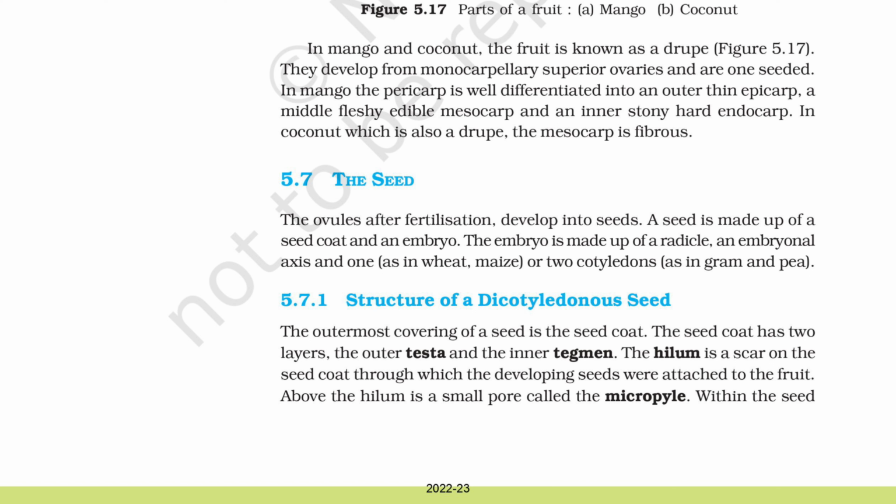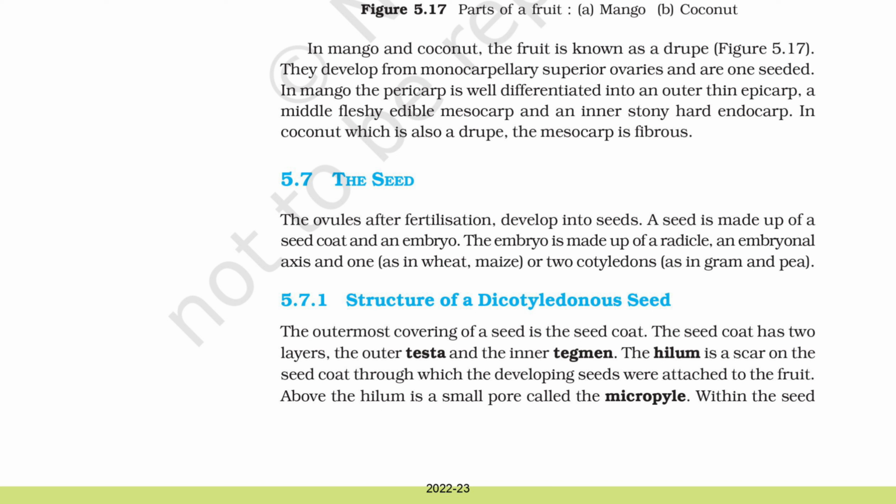The seed. The ovules after fertilization develop into seeds. A seed is made up of a seed coat and an embryo. The embryo is made up of a radicle, an embryonal axis and one cotyledon, as in wheat, maize, or two cotyledons, as in gram and pea.